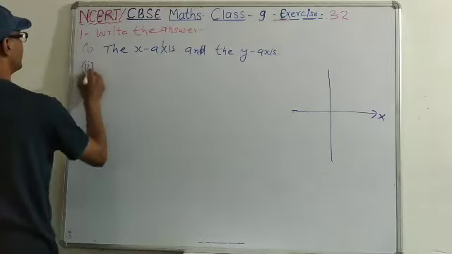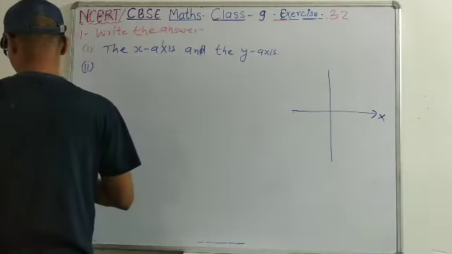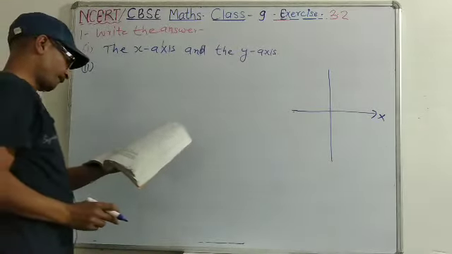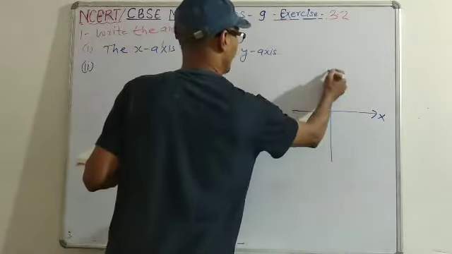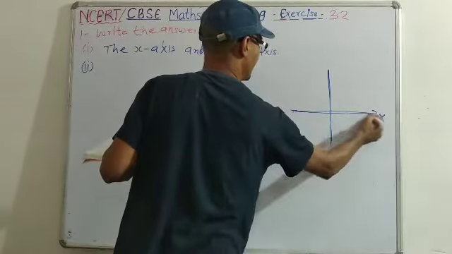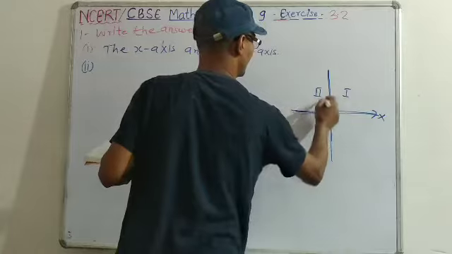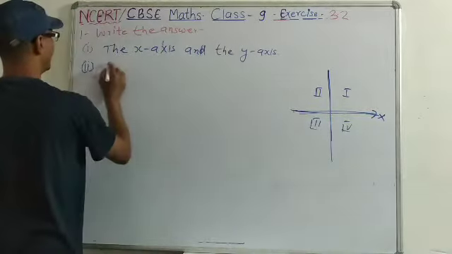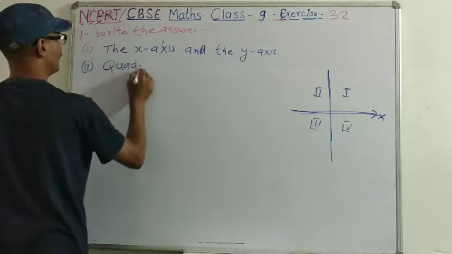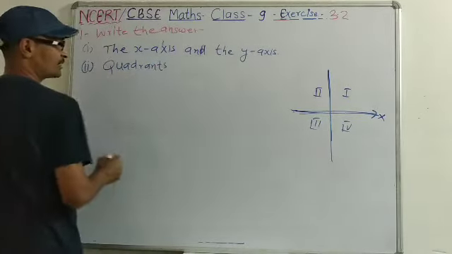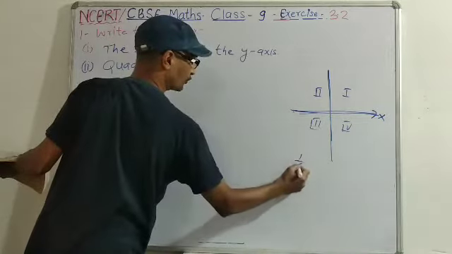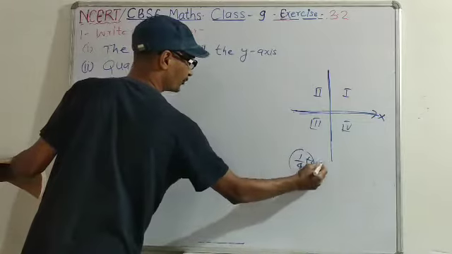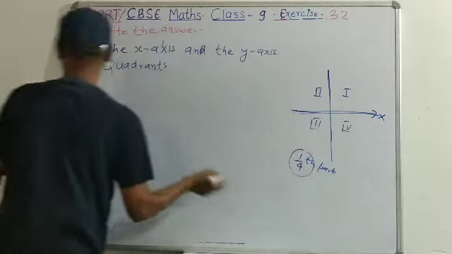Number 2: what is the name of each part of the plane formed by these two lines? These two lines divide the plane into 4 parts, 1, 2, 3 and 4. What is the meaning of quadrant? A quarter part. One plane is divided into 4 parts, and each quarter part is known as a quadrant.